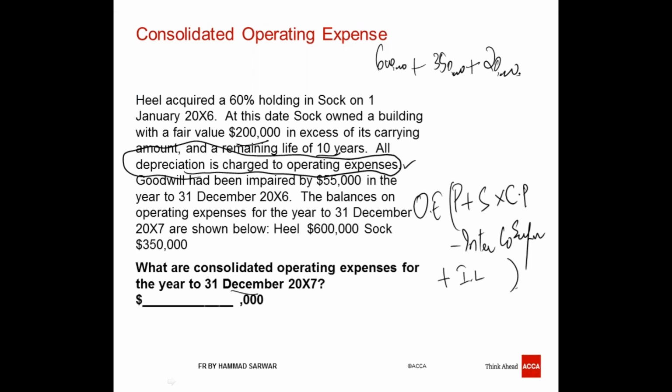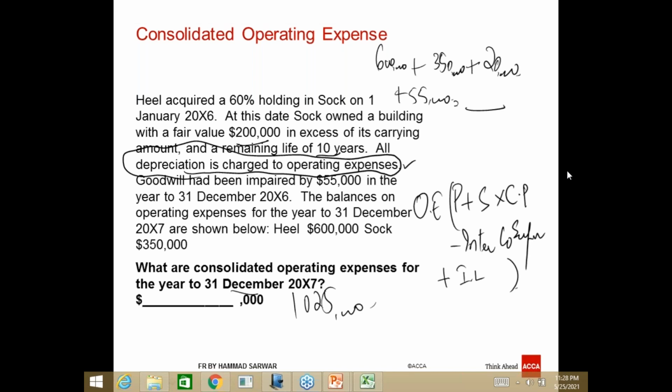Goodwill had been impaired by 55,000 in the year to 31st December. So there will be a 55,000 impairment loss. So by adding all these figures, you will get the value of operating expenses, that is 600 plus 350 plus 20 plus 55. So the amount will be 1025 for the operating expenses.